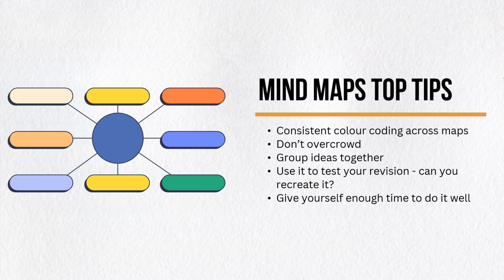So what makes mind maps really effective? Try and keep consistent colour coding across maps. If you keep all of your key vocabulary in, say, yellow, case studies in green, it would just help you with knowing what that information looks like and where those should come on your different mind maps. Try not to overcrowd your materials. There's only so much you're going to be able to fit onto a piece of A3. So think really carefully about what it is that you want to put on there.